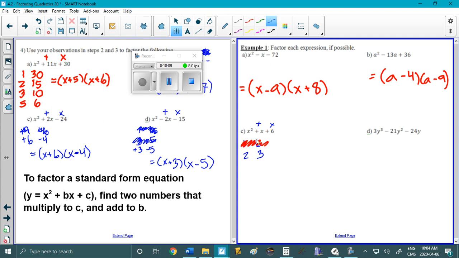But what you're probably going to do here, if you make a mistake, is maybe you'll say, well, I know that negative 2 plus 3 would give me positive 1, because that's positive 1x. But negative 2 times positive 3 does not give positive 6. It gives negative 6. So in this case, if you read the original question, it says if possible, and this one cannot be factored.